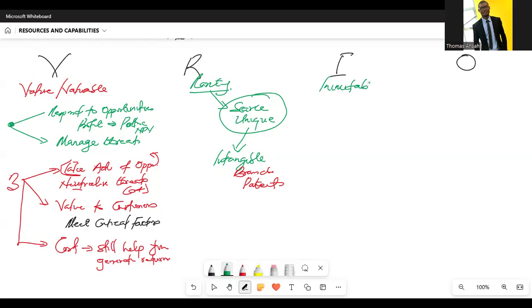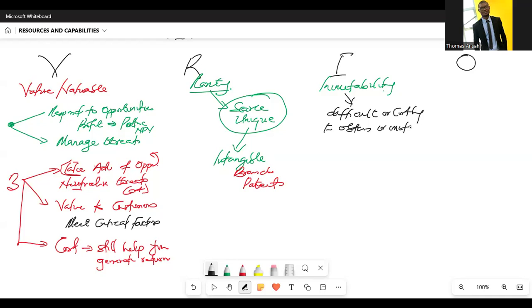What about that? What did you learn from that? Because this word simply means something should be very difficult or costly to imitate, to obtain or imitate. That's the meaning of the word.